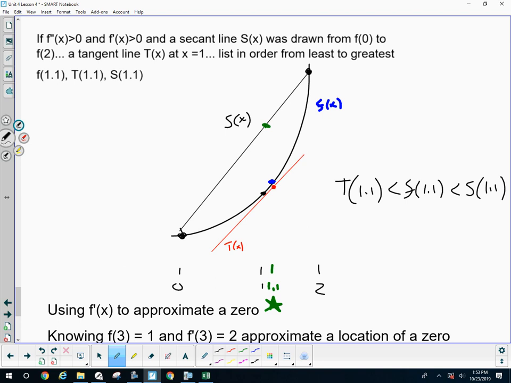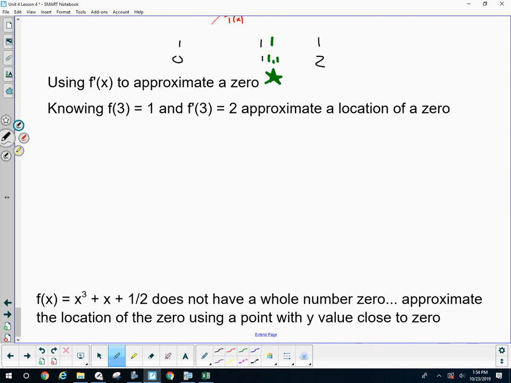One other thing we could do is approximate the location of a 0. A 0 is an x-intercept. It's when y is 0. If we know we have a point that's close to 0, let's just change that to 1/2. I know I have a point at x equals 3, the y coordinate's 1/2. This is an easy point I can work with. And I know that the tangent slope at 3 is 2. Here's my equation of my tangent line.